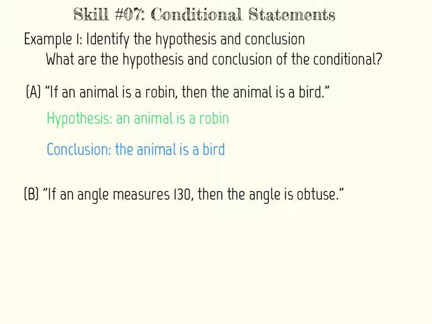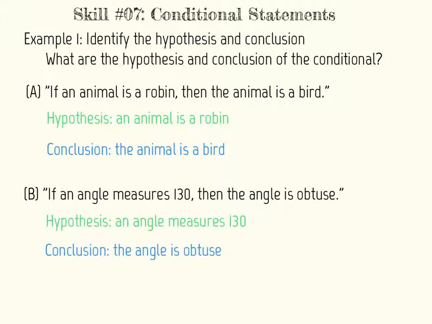For part B, our statement is if an angle measures 130, then the angle is obtuse. That would make the hypothesis an angle measures 130, and the conclusion is the angle is obtuse.